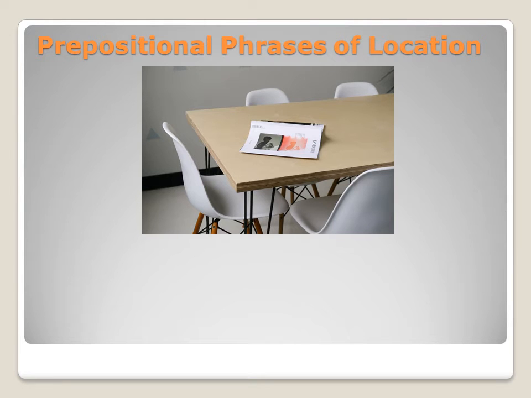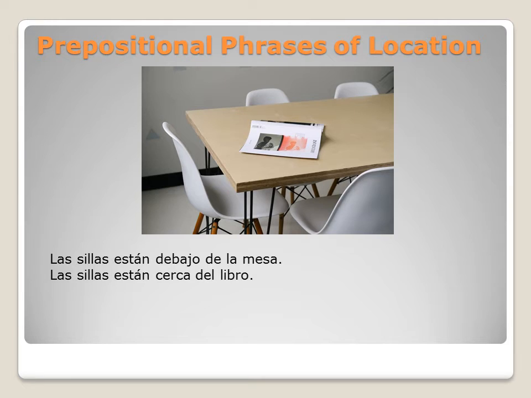And now let's do a couple sentences about the chairs. So again, if you want, you can pause it and write down some sentences on your own. How can we describe the chairs? Let's see. We can say, las sillas están debajo de la mesa. They're under the table. Las sillas están cerca del libro. They're near the book.